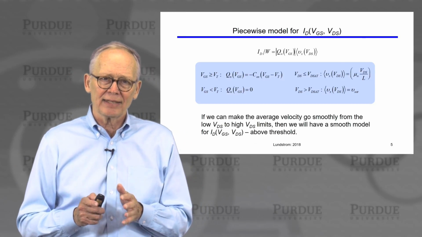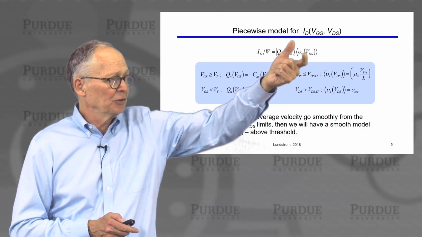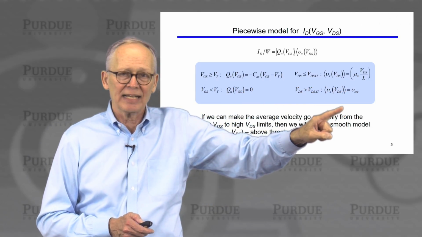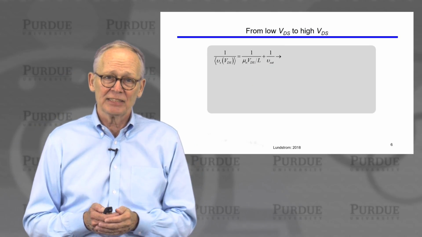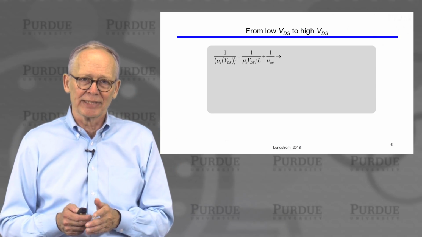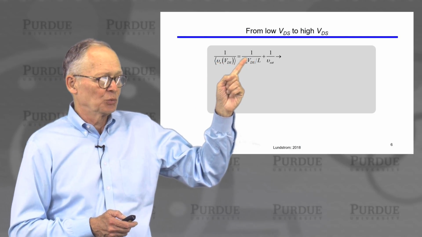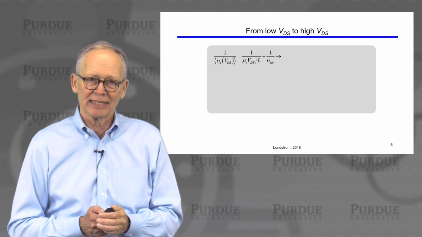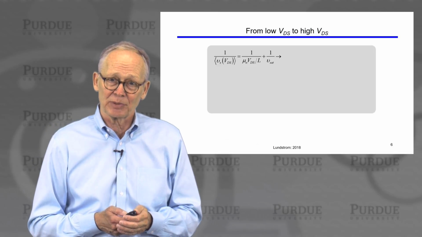So if we could just make the velocity go smoothly from its low value, mobility times VDS over L, to its high value Vsat, then we would have a smooth and continuous model. Well, there's an easy way to do that. Whichever velocity is smaller is the one that's going to dominate. We can make that happen by saying 1 over the velocity is 1 over the linear region velocity plus 1 over the saturation region velocity. And whichever one of those is the smaller is the one that's going to dominate this expression.